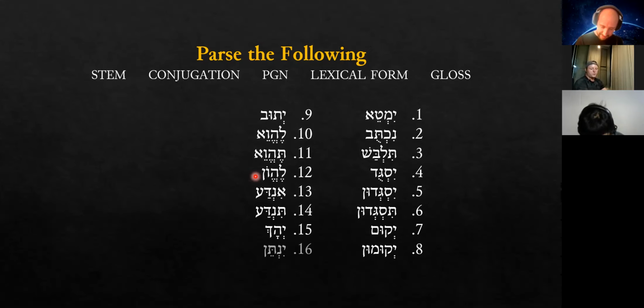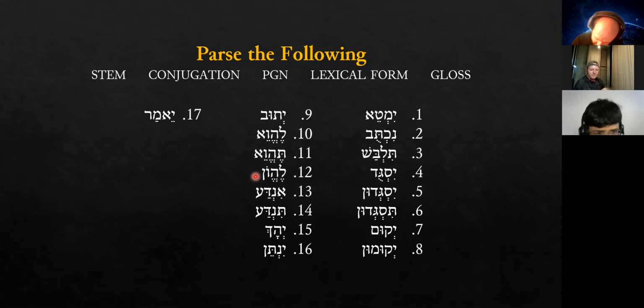Number 16. Halak means to walk. Yiten, he will give. This is the stem peal imperfect third masculine singular from natan. Yiten, he will give.